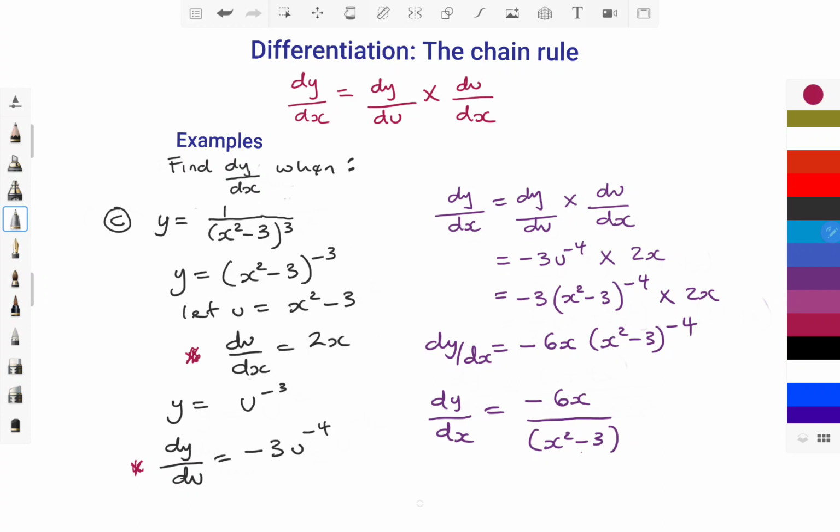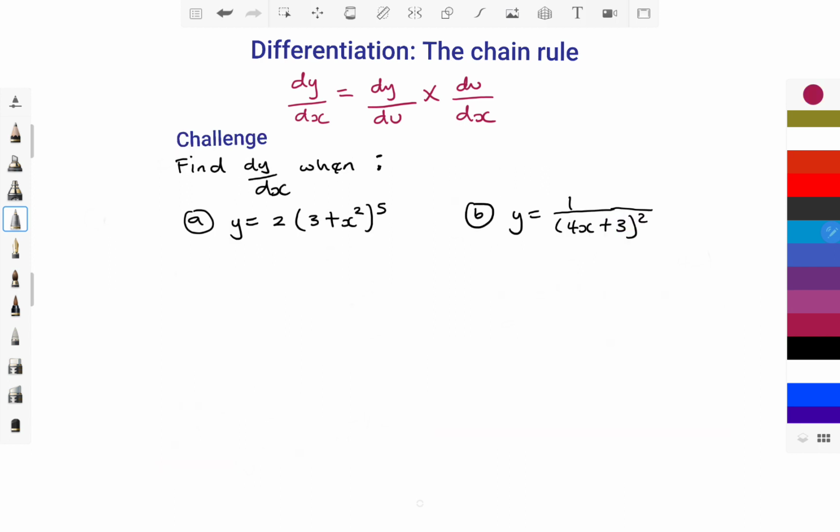Let's take a look at the following challenge question. I omitted my power of 4 here. Sorry about that. Let's go back to our challenge question. The first challenge question says, find dy/dx when a, y equals 2(3 plus x squared) all to the power of 5, and b, y equals 1 over (4x plus 3) all to the power of 2. You can pause the video and try it out yourself.